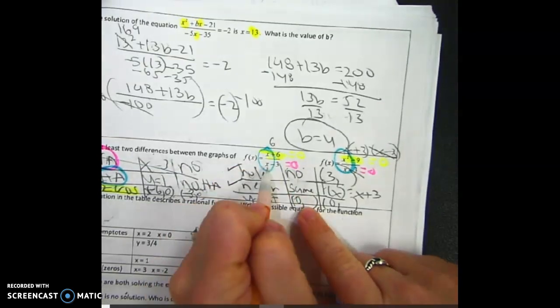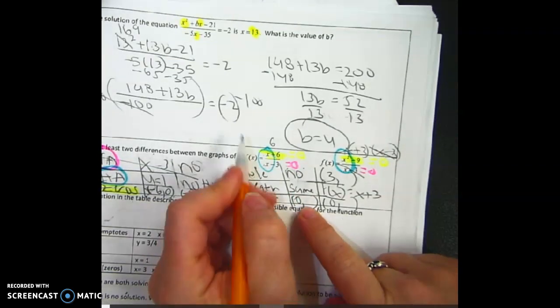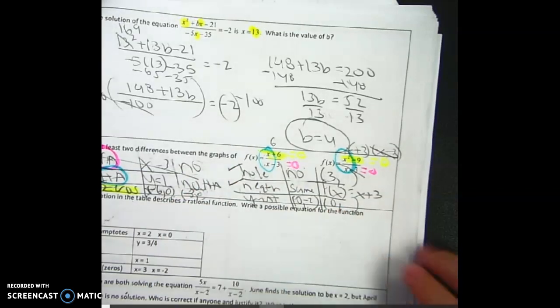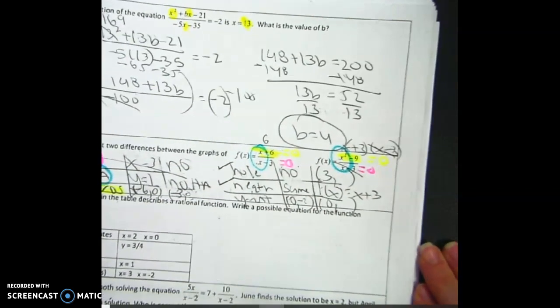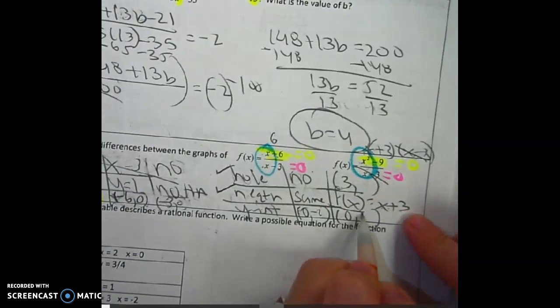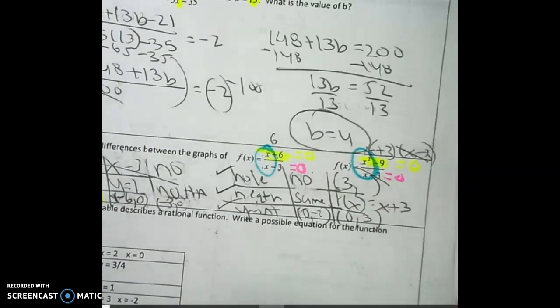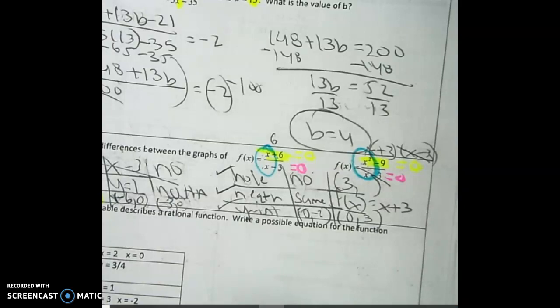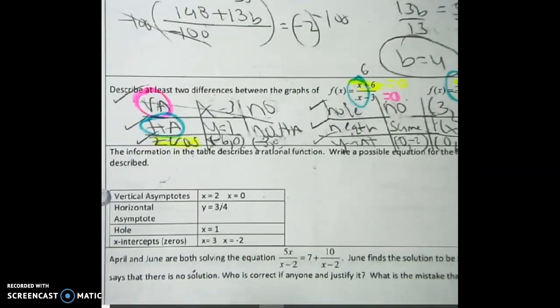0 plus 6 is 6. 0 minus 3 is negative 3. 6 divided by negative 3 is negative 2. Let me zoom that in a little bit, sorry. And then if I plug in 0 here, 0 plus 3 is 3. There's another difference. Okay? So there's actually a lot of differences in this one.